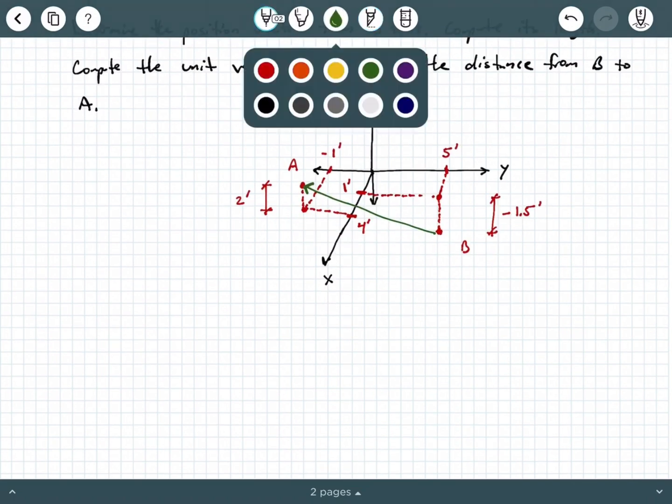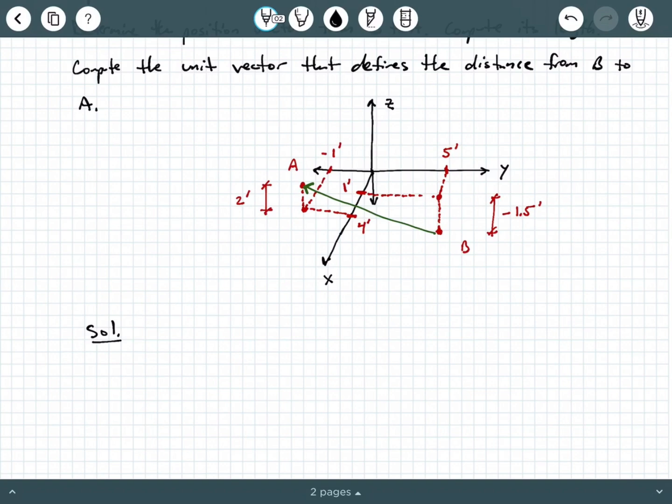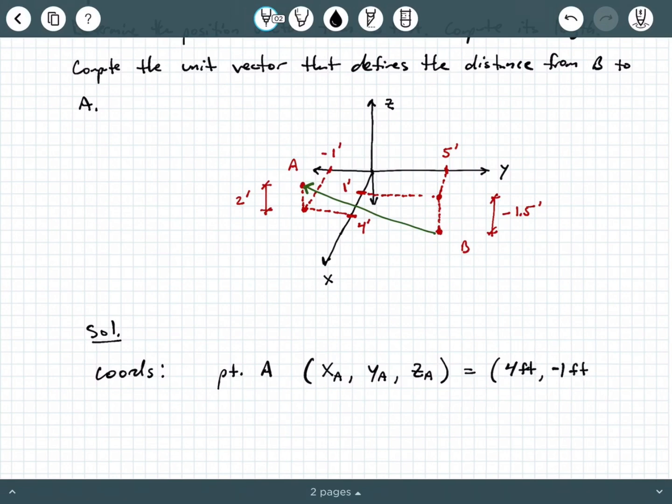So if we say solution here, notice that we are given coordinates. So what are the coordinates that we're given? Let's look at point A first. The coordinates of point A, x sub A, comma, y sub A, comma, z sub A, are the following. In the x direction, we are 4 feet in the positive x direction. We are negative 1 foot in the y direction, so that's in the negative y direction. And then we are a positive 2 feet in the z direction. So that's where we are with point A.